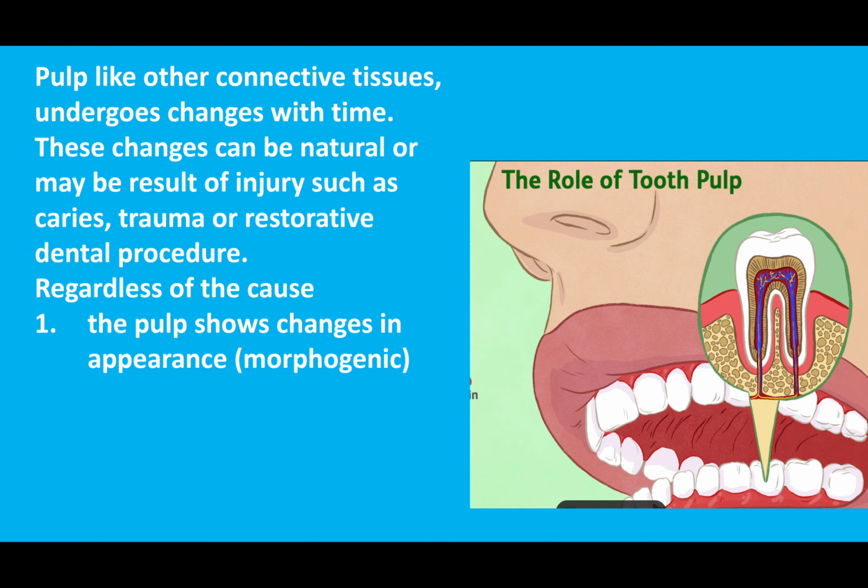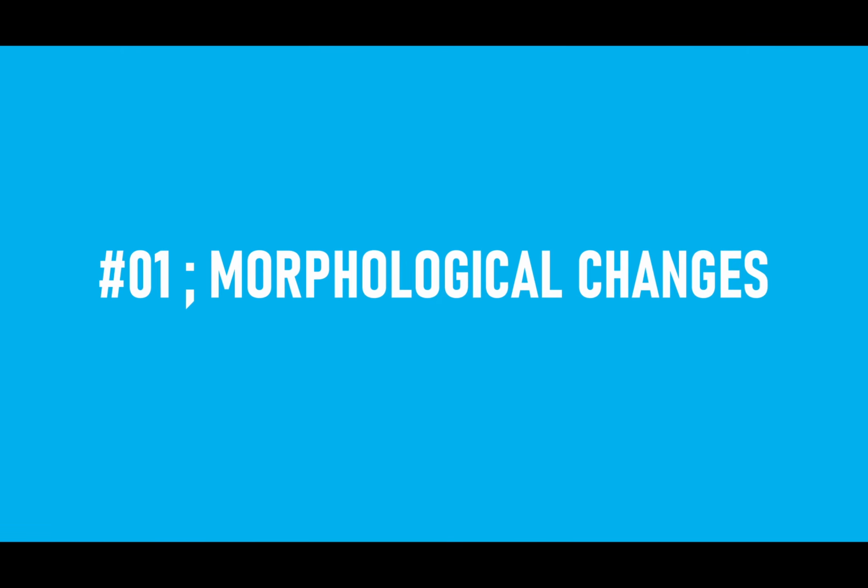First is morphological changes. When the pulp shows changes in appearance, these changes are called morphological changes. And the second type of change is physiological changes, when the pulp shows changes in function. So overall we can say that pulp changes that happen with age can be classified into two types. First is morphological changes and the second is physiological changes. Starting with morphological changes, what are the morphological changes that happen in pulp with age?